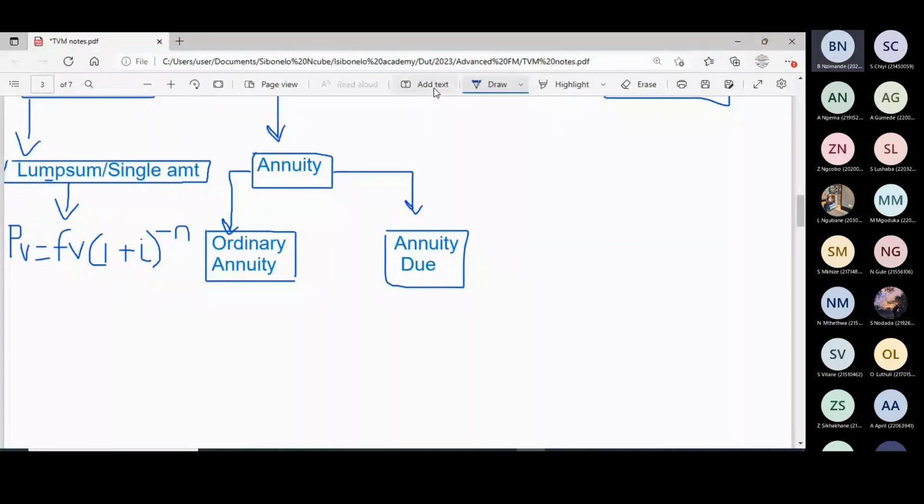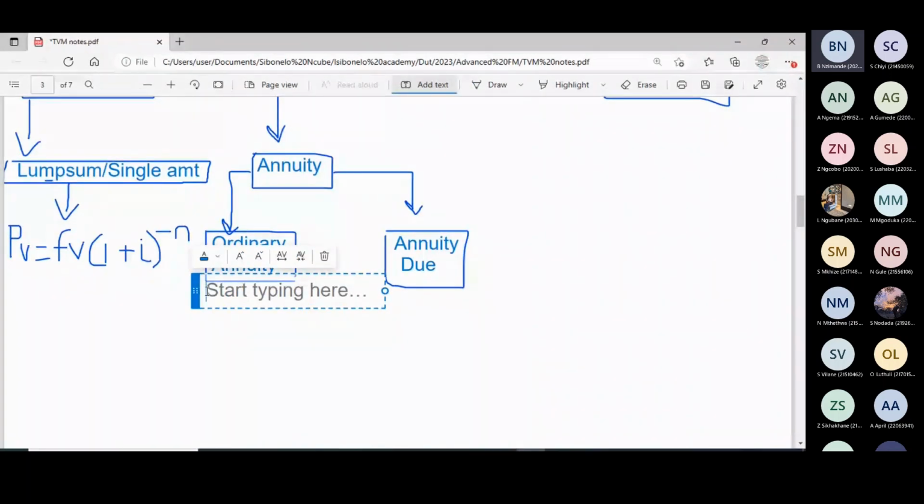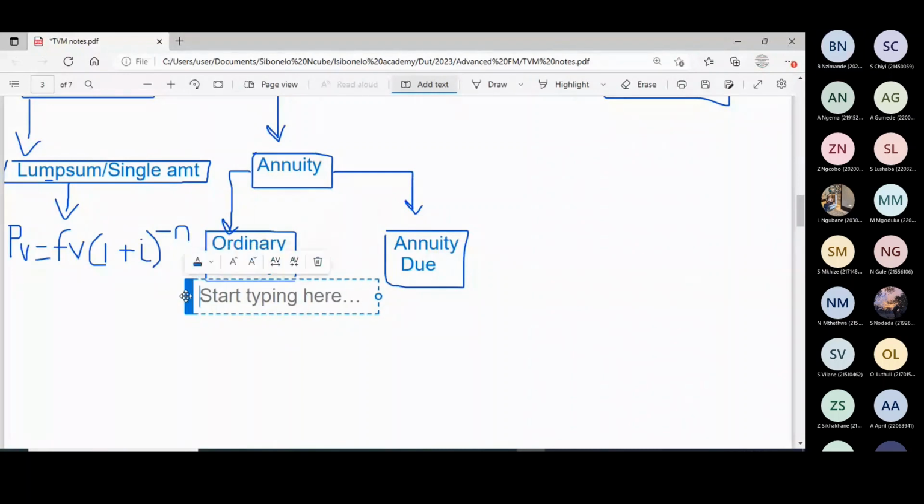So the key here, you check the statement. Guys, you will be given statements here, so you need to read your scenario, the case study, very well. Make sure that you highlight all the key terms. I will also tell you which key terms you should look for when you read the scenario that have to do with the time value of money. If you see that the person is investing at the end of the period, then you should know that you will be dealing with the ordinary annuity. The key term here is that the investment is made at the end of the period.